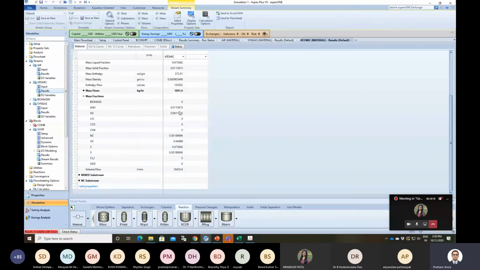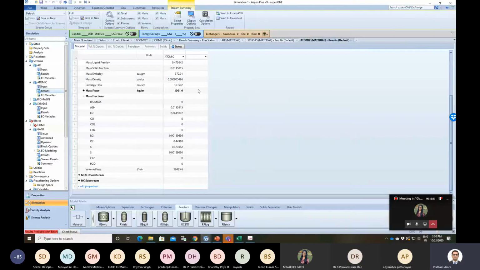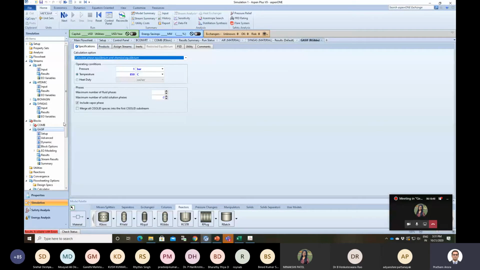So this is basically the same thing. Remember, I have given this composition. So the ash was 1.16, so it's 116. It has normalized the values. Hydrogen was around 6.1, so this is what hydrogen is. Nitrogen is 0.019. Carbon is 47. So this is how it has done it. It has broken down the biomass again into its constituents. And this I'm reacting with an insufficient supply of air, reaction going into Gibbs at 850 degrees Celsius.